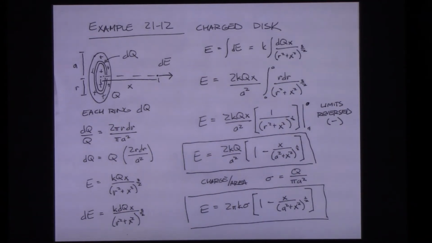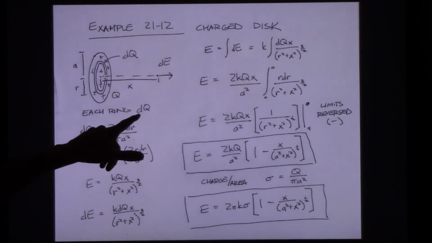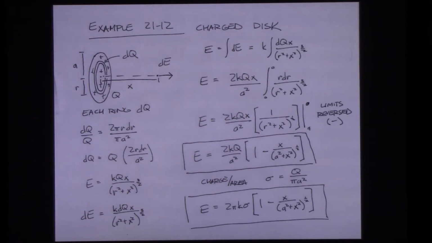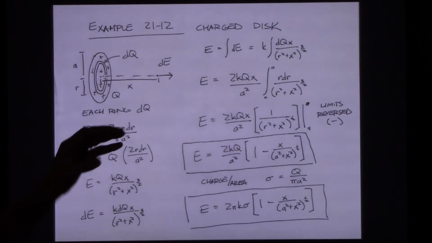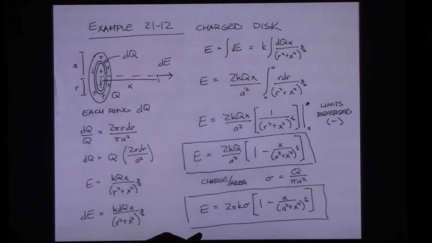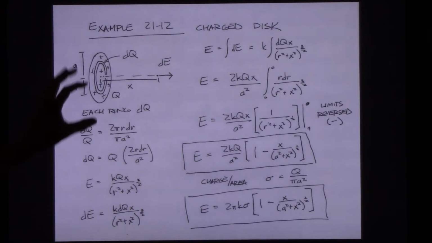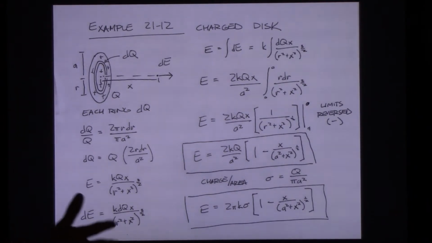Now, each one of the rings is going to have an infinitesimal piece of charge, but they're not all going to be the same. Some of these rings have more area than the others. The ones near the center have very little area. The ones as we get farther and farther out have more and more area.